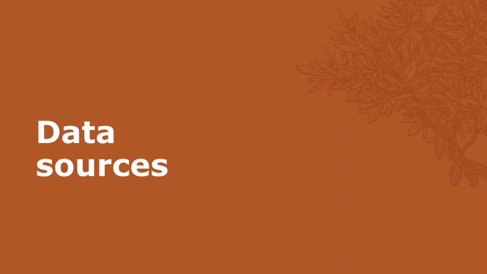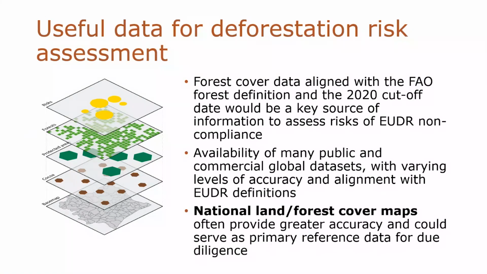So now moving to the types of data sources that can be used to demonstrate compliance. First, a word about the fact that, as was just illustrated, satellite imagery and remote sensing can play a very big role in all this, but it also has its limitations. Forest cover aligned with the FAO definition and for the year 2020 is obviously a key source of information. There's a lot of data out there from public sources, but also commercial global data sets, with different levels of accuracy, and also different levels of alignment with these definitions.